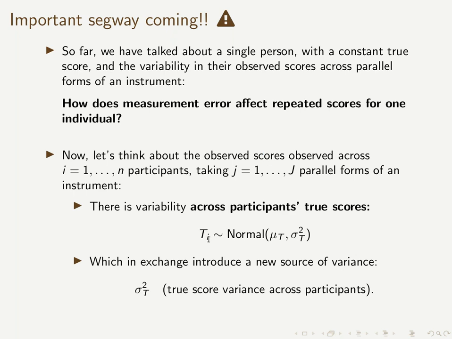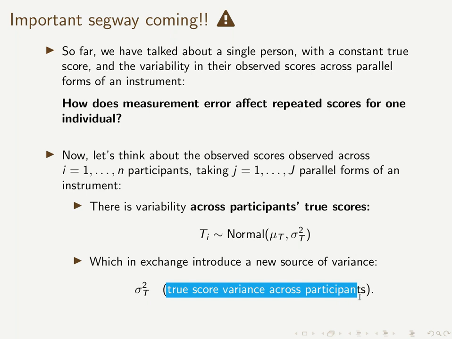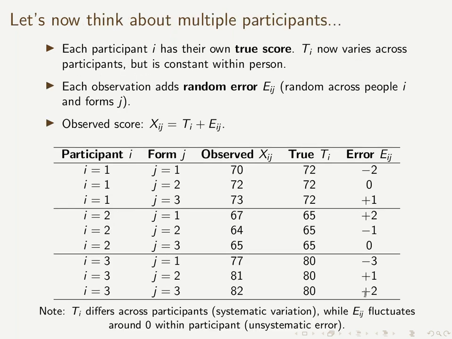So for each particular person, I'm going to assume that they have a unique fixed true score that is going to be sampled from a hidden normal distribution with some mean. We don't know what the mean is, but it has some mean and some variance. And now we have introduced a new source of variability, a new source of variation to the data we can observe. This variation is going to capture the true score variability across my participants.